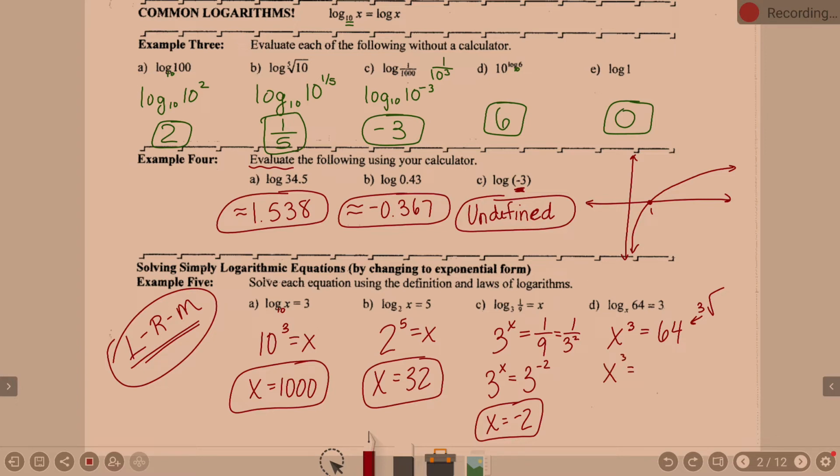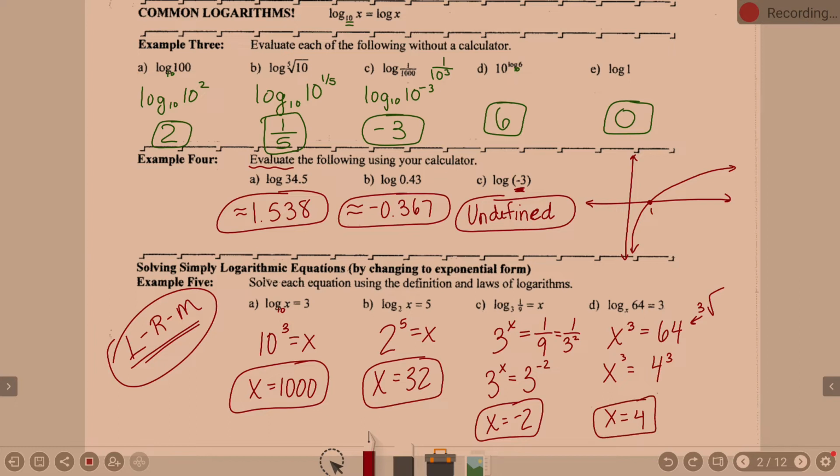64 is what to the third power? 4. So the other option, along the lines of how we've been rewriting, well, like here, we had 3 to the x equals 1 over 9. We rewrote to be 3 to the x equals 3 to the negative 2. Along the same lines, we can write x to the third equals 4 to the third. And if the exponents are the same, then we know the bases are the same. And so we know x is 4.